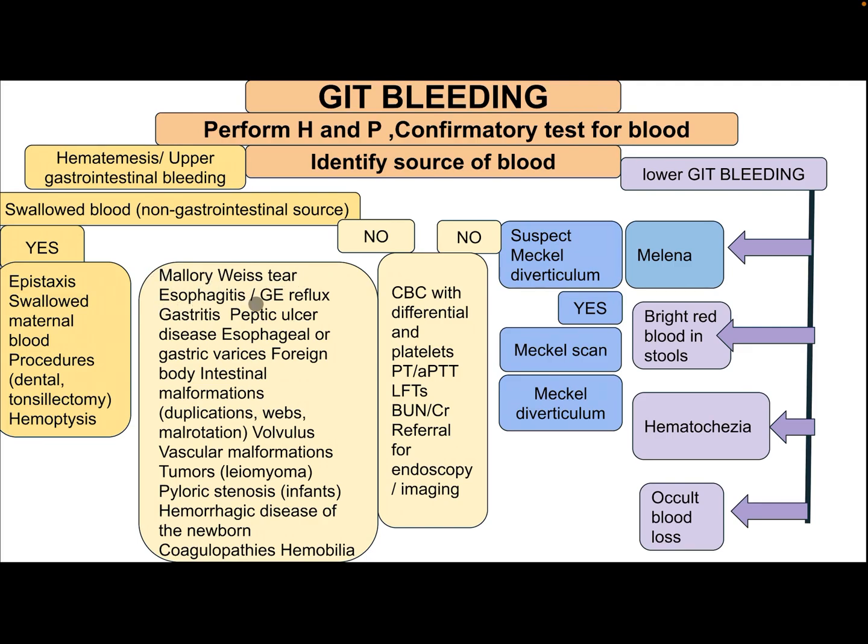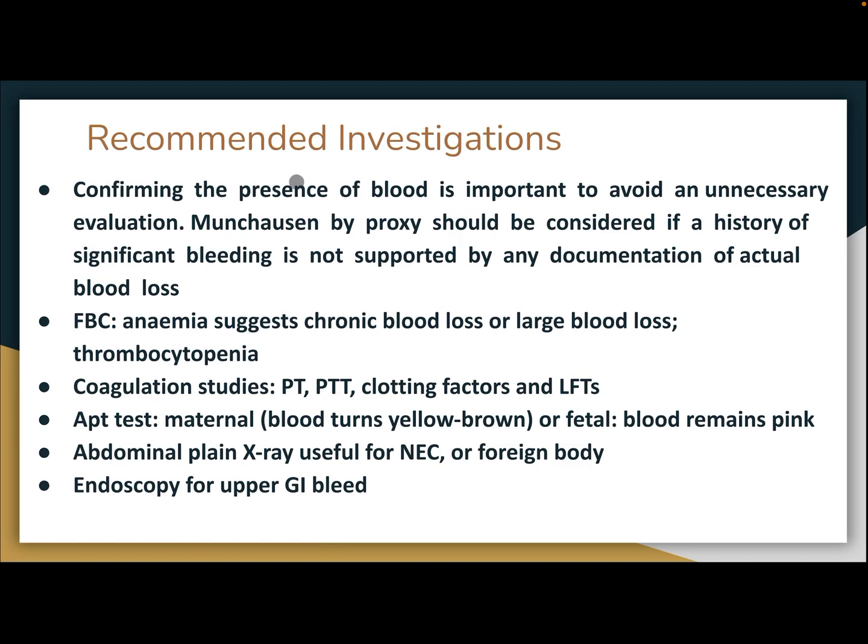Differential diagnosis may include Mallory-Weiss tear, esophagitis, gastroesophageal reflux, gastritis, peptic ulcer disease, esophageal or gastric varices, foreign body, intestinal malformation like duplication, webs, malrotation, volvulus, vascular malformation, tumors like leiomyoma, pyloric stenosis in infants, hemorrhagic disease of the newborn, and coagulopathy like hemophilia.